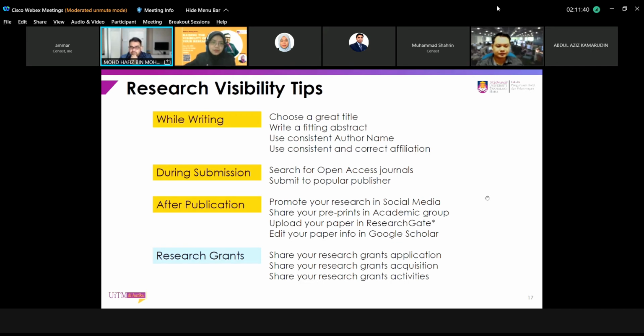Kalau nak bagi tahu value pun tak ada masalah, because kalau you kata you dapat grant sejuta pun, no worries. It will not alert pencuri-pencuri atau perompak-perompak, because they tahu that money is not with you, the money is in the university, kan. And share your research grant activities. When you do your data collection, jangan share pergi data collection in Langkawi. Jangan.